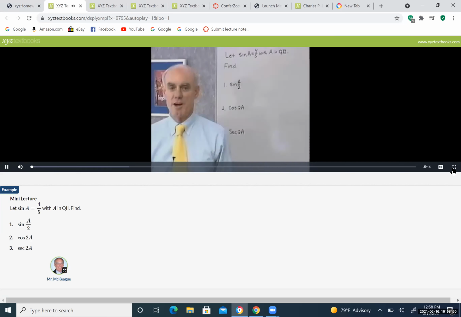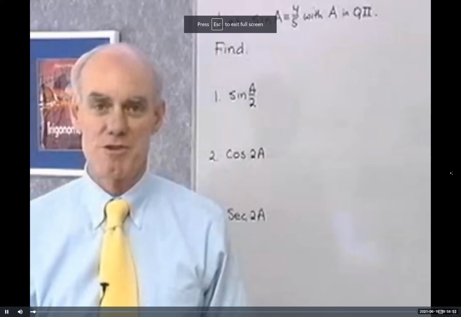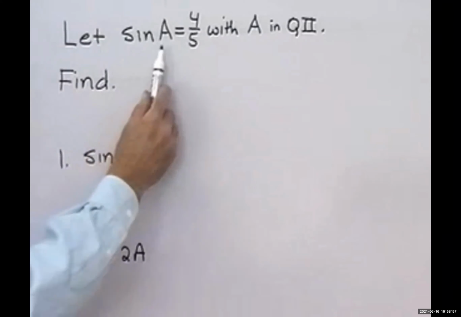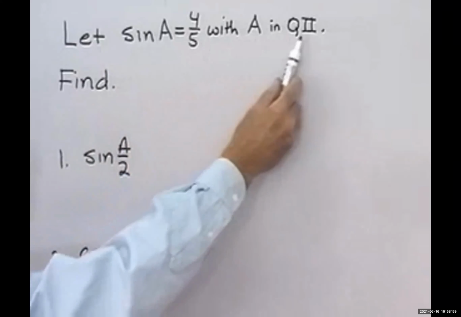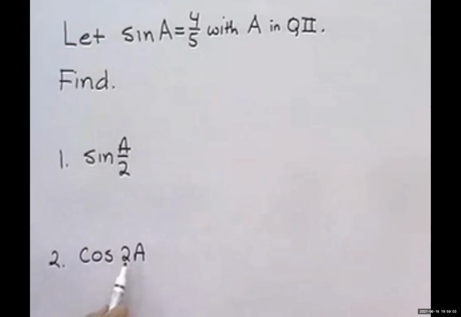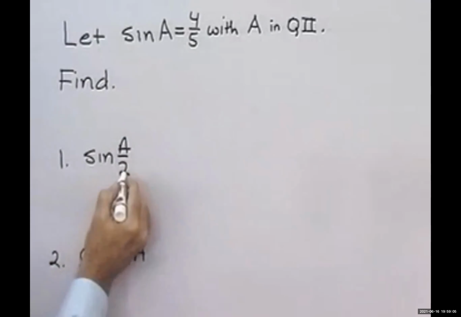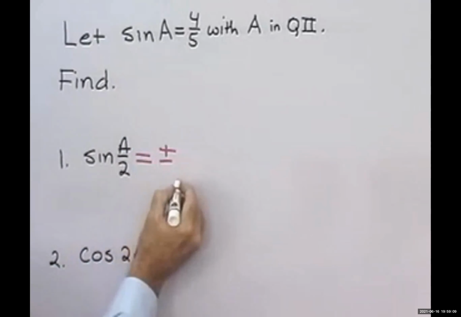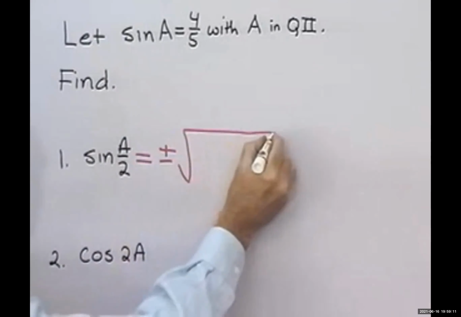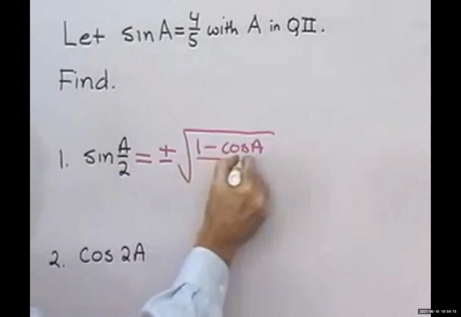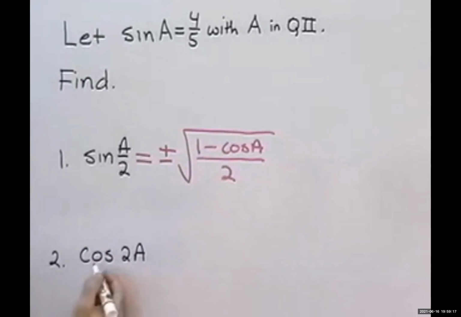We want to work now with our half angle formulas, and I've written our first problem over on the board. We want to say, let's let sine A equal 4/5 with A in quadrant 2 and find sine of A over 2, cosine of 2A. Well, sine of A over 2, this is a half angle formula. I've memorized it, and so I know it's plus or minus square root of 1 minus cosine A, all divided by 2. Now for my cosine 2A, that's a double angle formula.